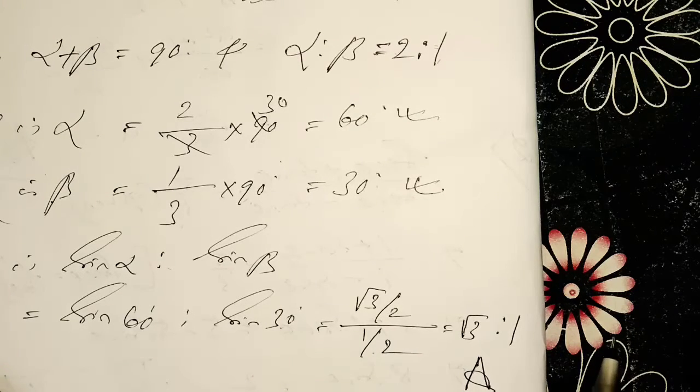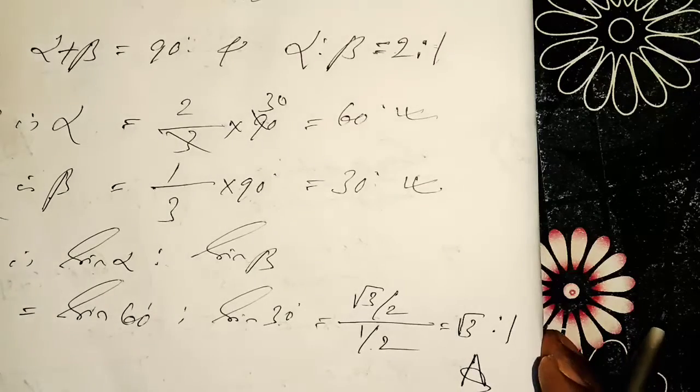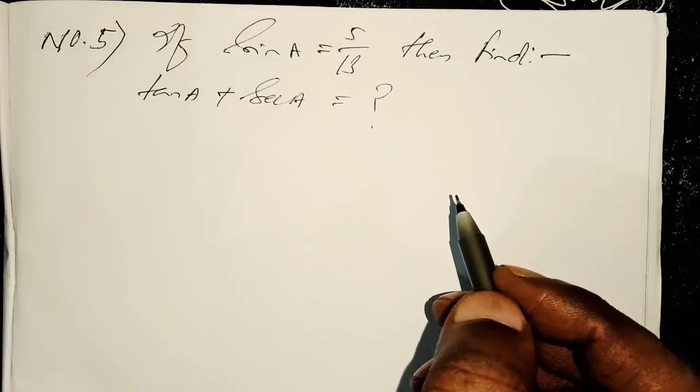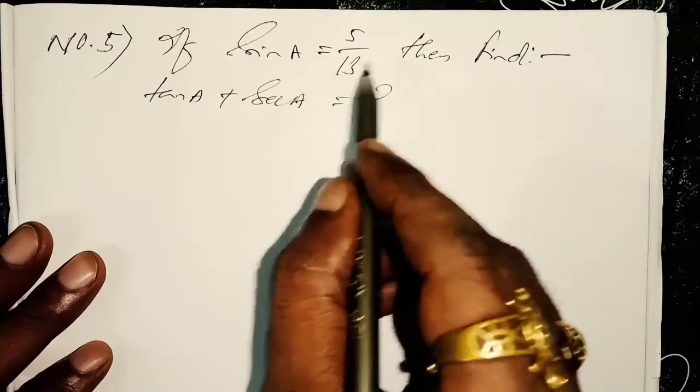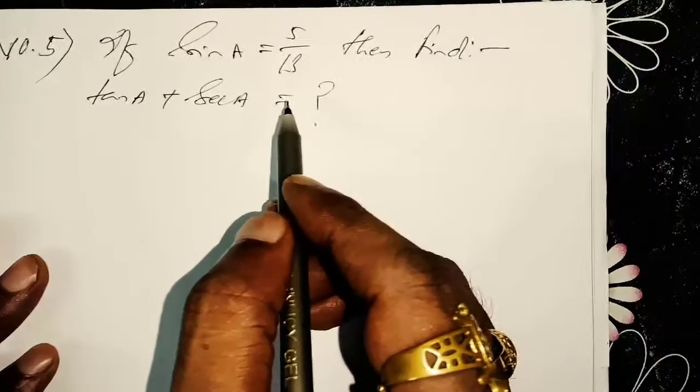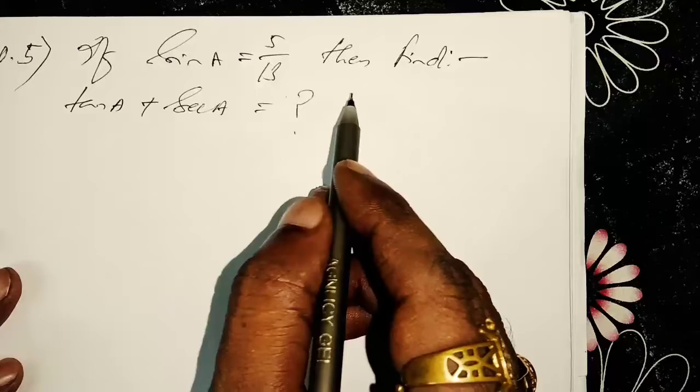Okay, question number 4 is completed. Let's go on to number 5. See question number 5. The question is given like this: if sin A is equal to 5 by 13, sin A value is given as 5 by 13, find the value of tan A plus sec A.